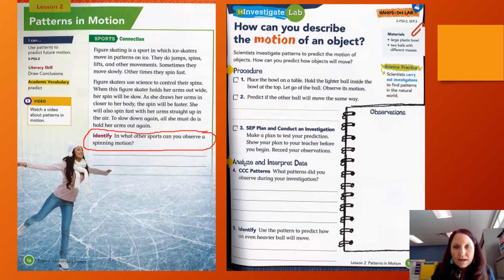Okay, let's look at page 17. This is an investigate lab. How can you describe the motion of an object? This is a lab that you are welcome to try at home and to see what you notice about the movement of objects. If you decide to do that, Ms. Hadamio and I would like to hear what your outcome is.